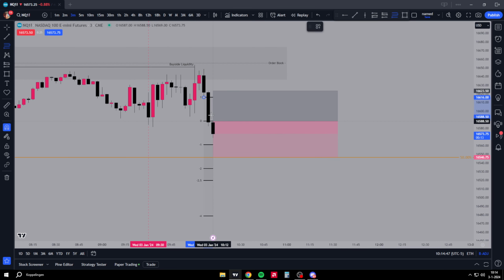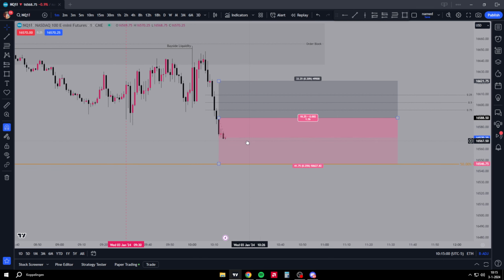Split into quadrants. Yeah, stop is above the... Oh wait, no, it actually is. Yeah, so it could be a safe stop actually. Yeah, maybe I'll enter on there.